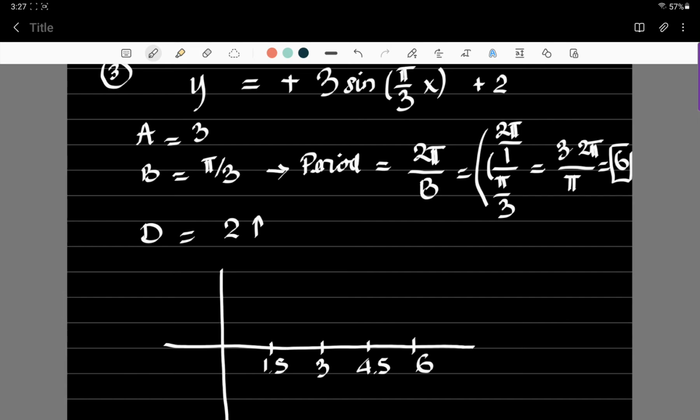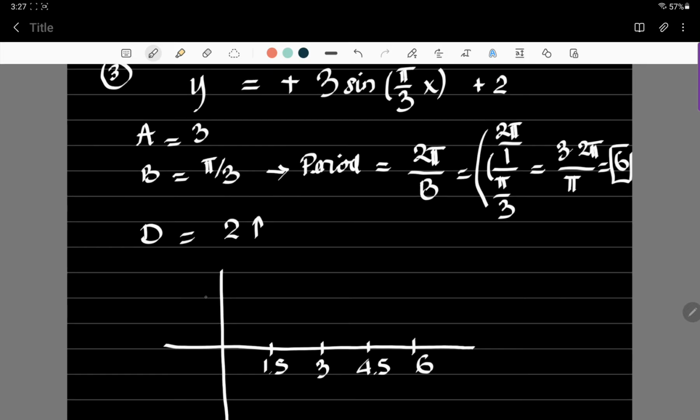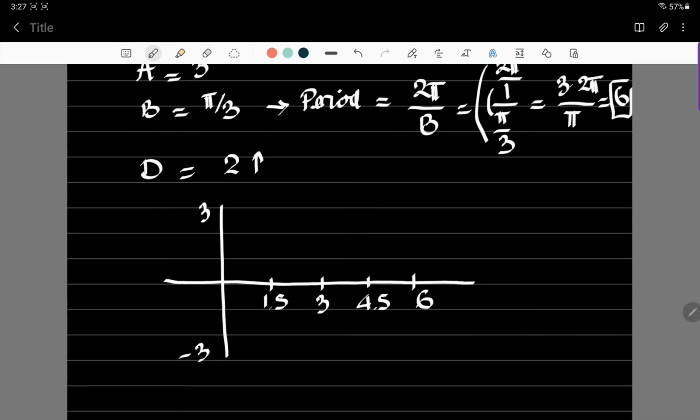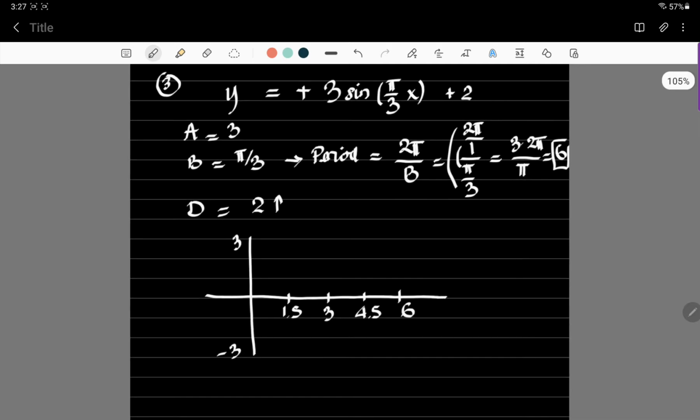The amplitude is 3. Let's do normal. So take care of the amplitude first. Alright, I start from here. I do 3, let's do 3 right here, and then 3 here. Negative. So we start from here.